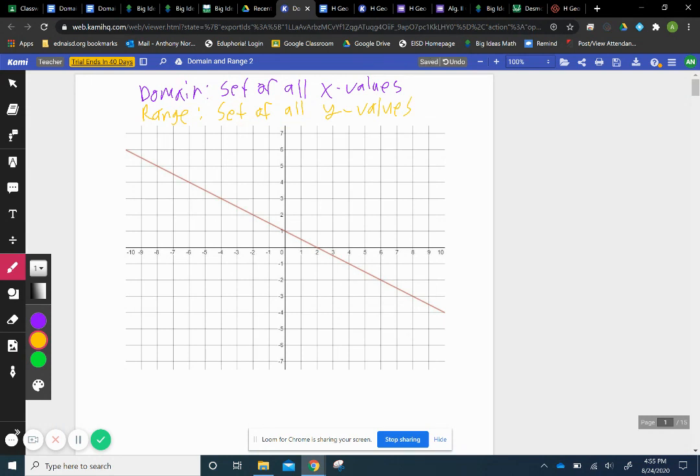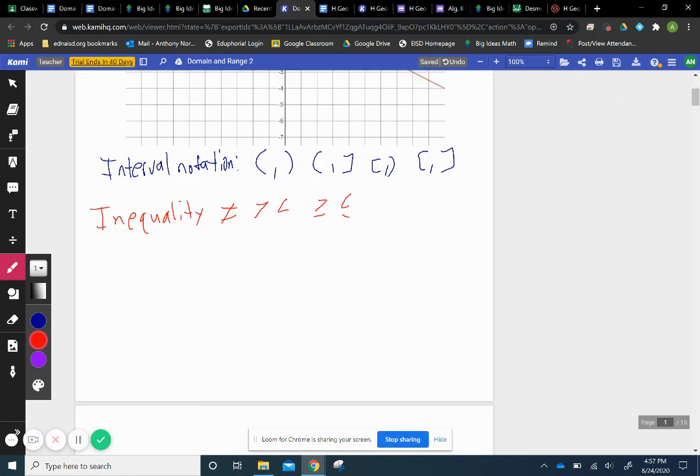We're going to be writing this in two ways: interval notation and an inequality. Inequalities have these symbols: not equal to, greater than, less than, greater than or equal to, and less than or equal to. Interval notation uses parentheses or brackets.